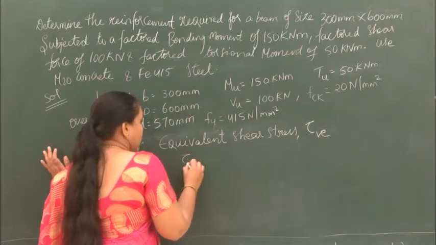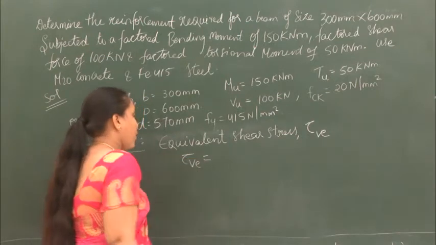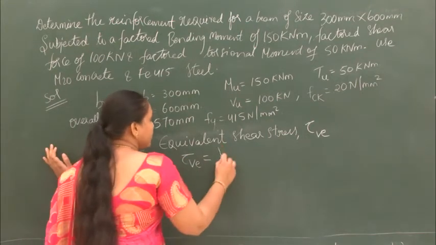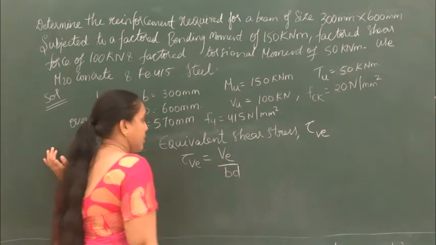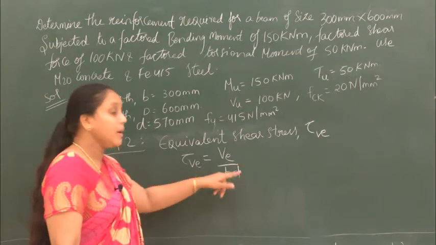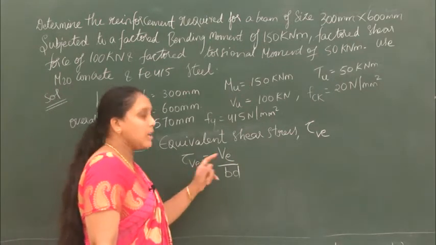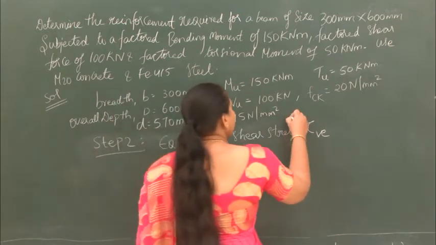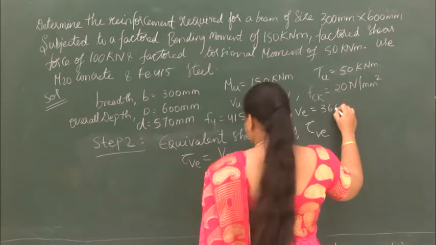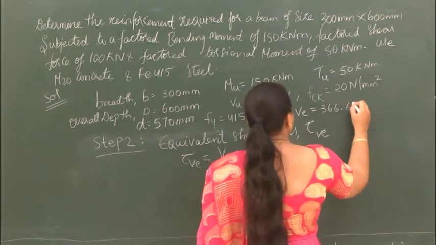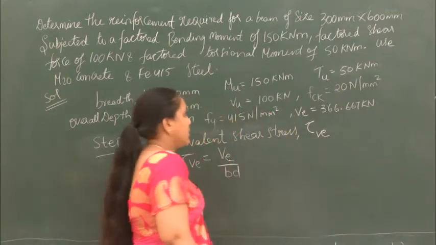So the equivalent shear stress tau VE can be calculated by using the formula VE by BD. So we have already previously calculated the value of VE. So what is the value of VE? VE is 366.667 kilonewtons.